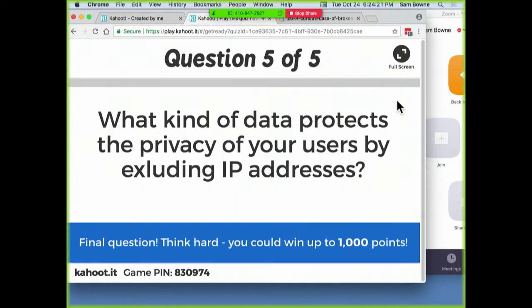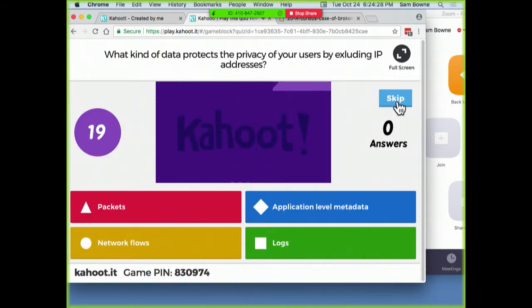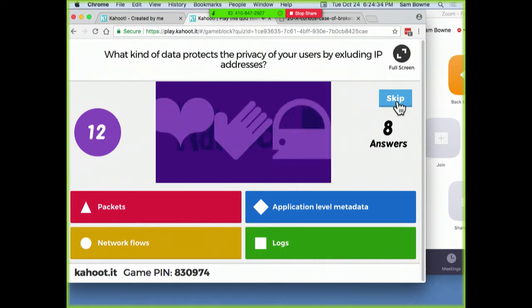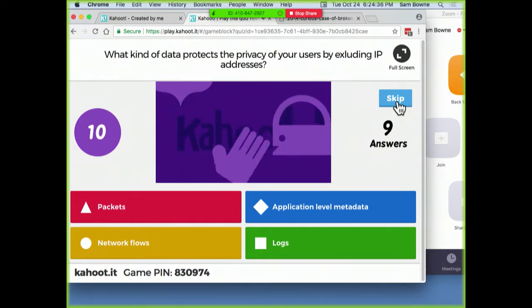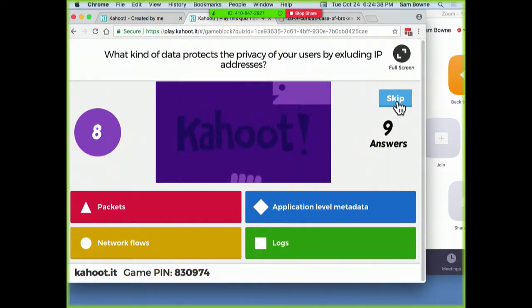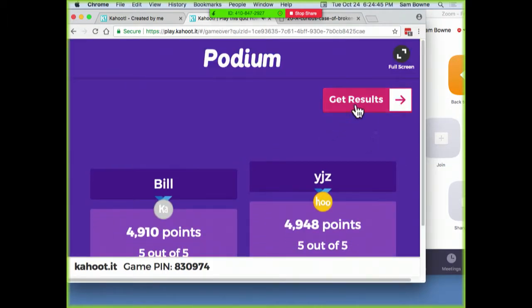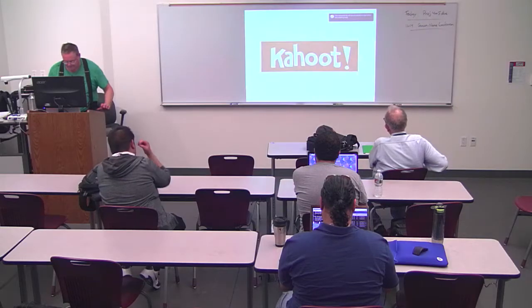Anyway, all right, so what data protects the privacy of your users by excluding IP addresses? I'm missing a C there. Okay, that's application level metadata, good. All right. So I will get the top 3.